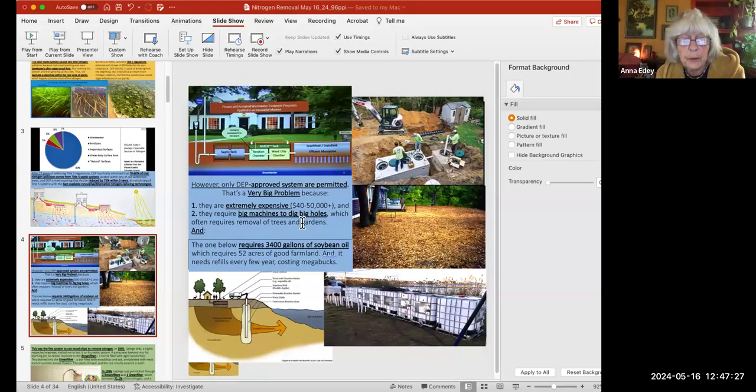She was heartbroken. The one below, yes, it does reduce nitrogen apparently, but it requires 3,400 gallons of soybean oil, which requires 52 acres of good farmland to produce. And it needs refills every few years, costing megabucks each time.